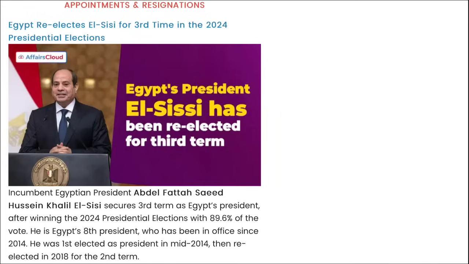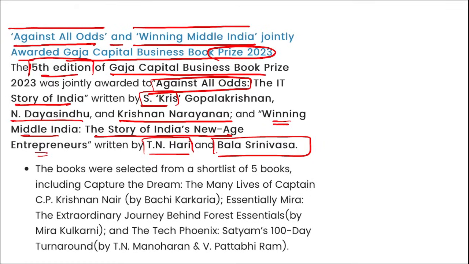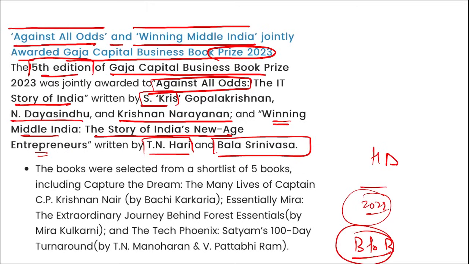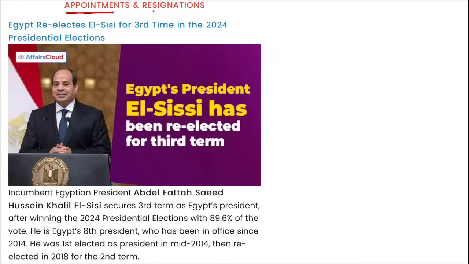Next is one more thing. Remember who won the Gaja Capital Business Book Prize for his book Broke to Breakthrough. Journalist and author Harish Damodaran won the 2022 Gaja Capital Business Book Prize for his book Broke to Breakthrough, right? The Rise of India's Largest Private Dairy Company. This is the name of the book for which Harish Damodaran won the 2022 Gaja Capital Business Book Prize. Next is appointments and resignation.